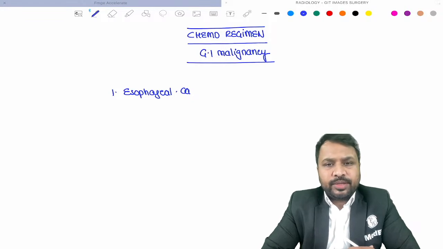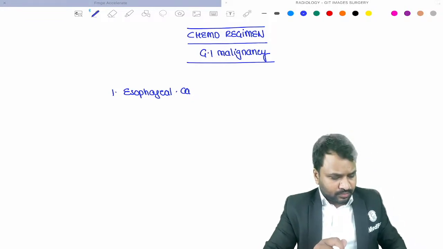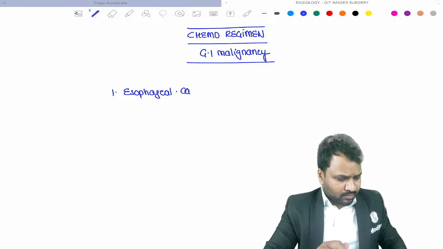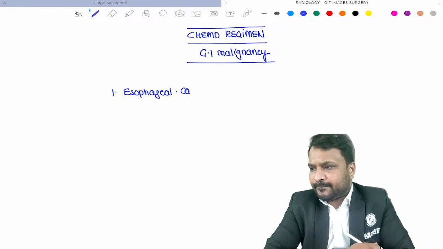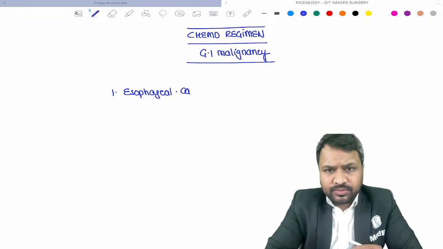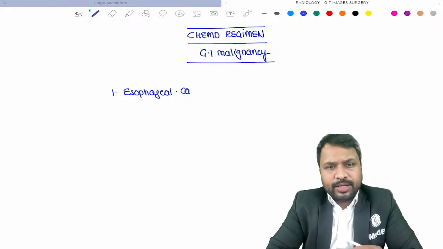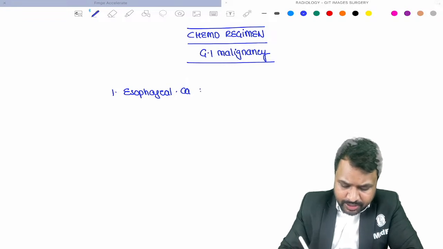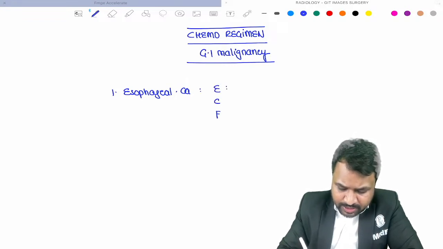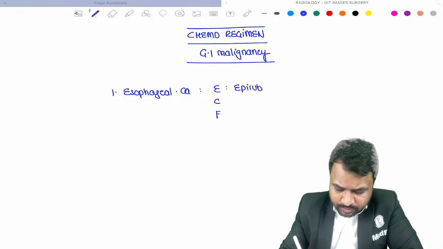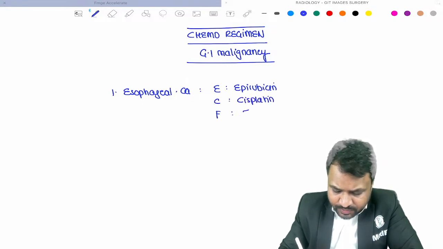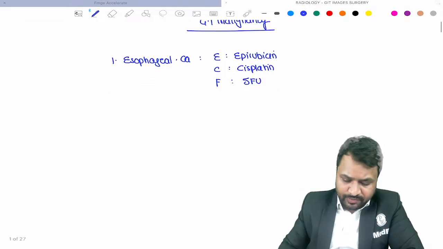So we'll be talking about the chemo regimens in the GI malignancies. We've not started much. It is about the chemo regimens of the GI malignancies. We'll be starting with esophageal cancer. The regimen is the ECF regimen. E stands for epirubicin, C stands for cisplatin, and F stands for 5-fluorouracil.